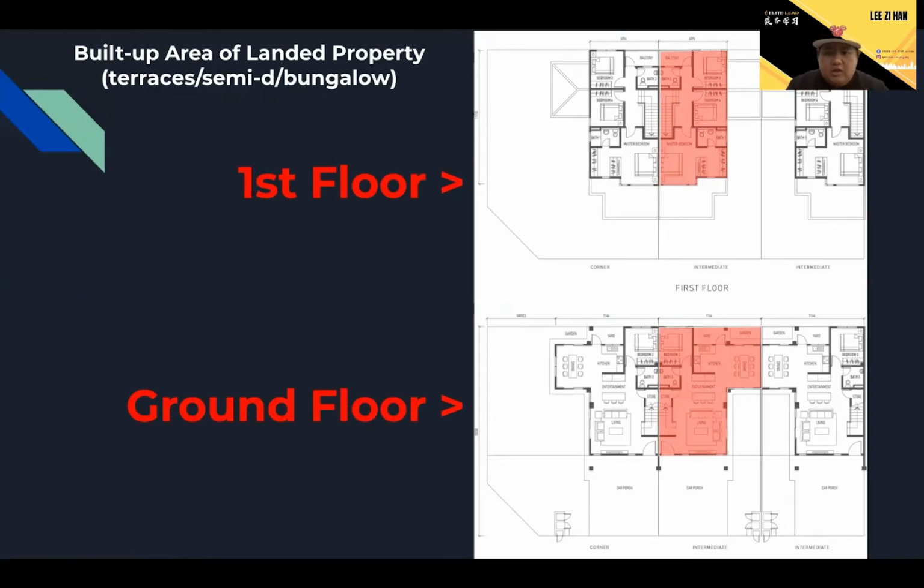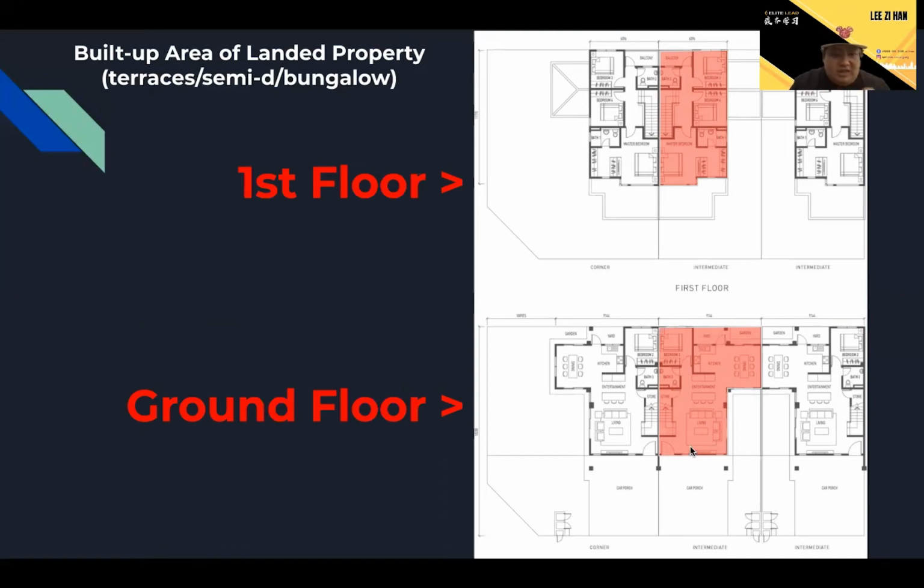For the ground floor, you will see that this is the build-up area. And for the first floor, this is the build-up area. So the build-up area for this might be about 1,800-something square feet. If it is only a single story semi-D, it will be a smaller build-up area.